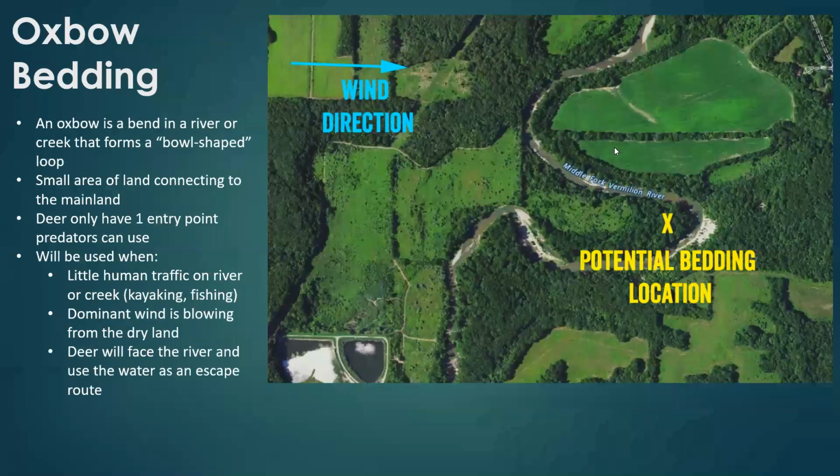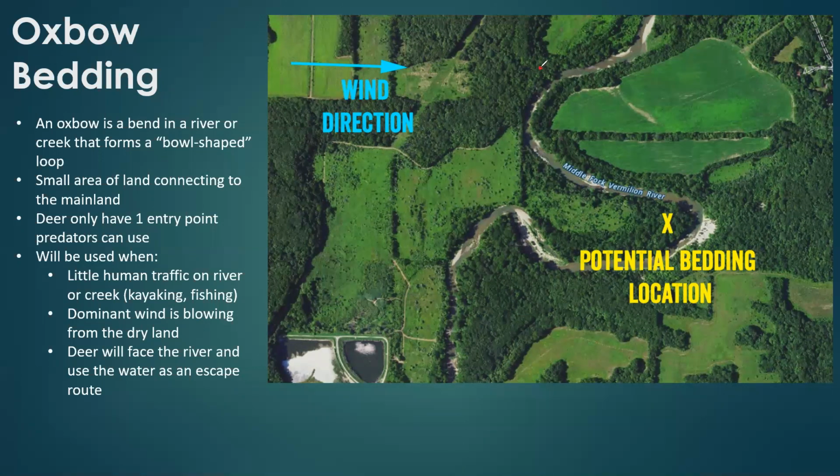Up next, we're going to talk about oxbow bedding. Now, this one certainly isn't the most common across the landscape. We don't have a ton of oxbows in Illinois, but your first question is likely going to be, what is an oxbow? And so you can see here in this specific example, we have basically the river coming to a bend, and it's almost at the point that it's going to create an island out of this little oxbow, but it's not quite there.